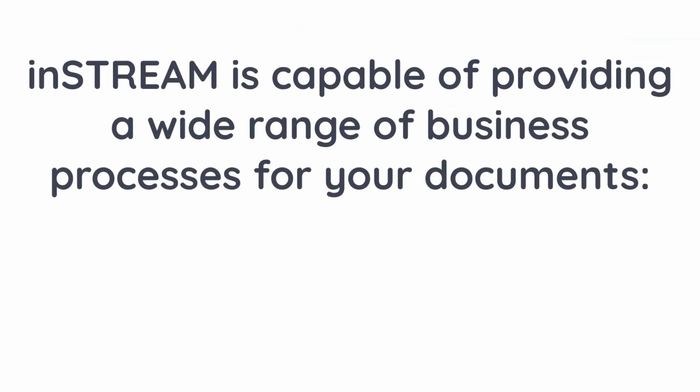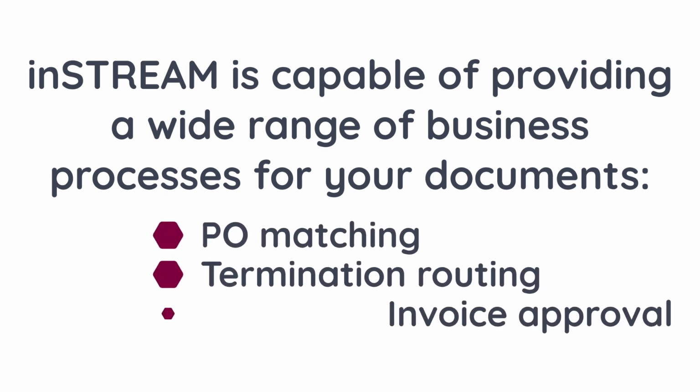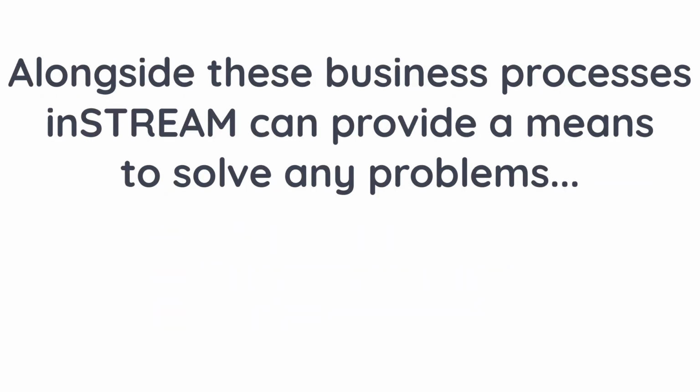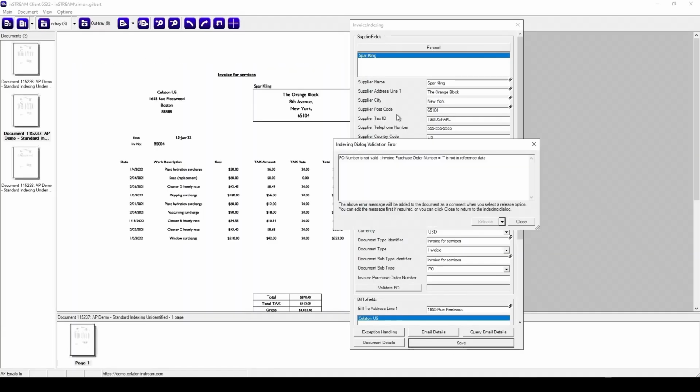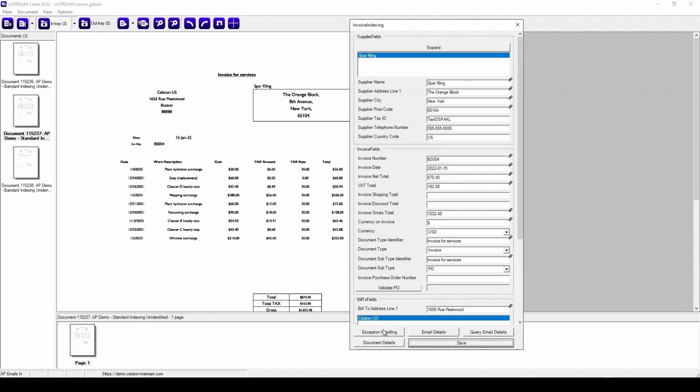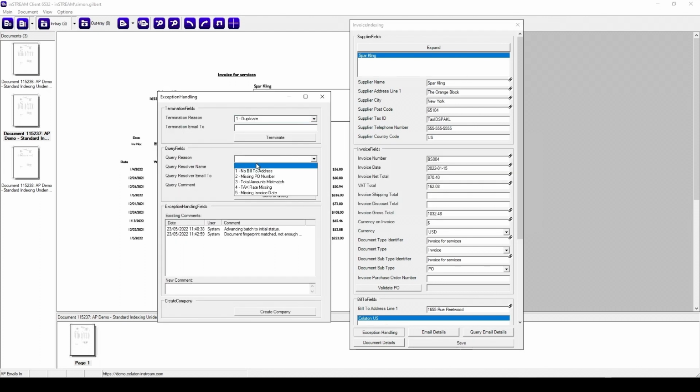inSTREAM is capable of providing a wide range of business processes for your documents, such as PO matching, termination routing, invoice approval, and many more. Alongside these business processes, inSTREAM can provide a means to solve any problems which may occur: query resolution. Here, you have the ability to send a query email to a nominated recipient and park your document until a response is received to the query.